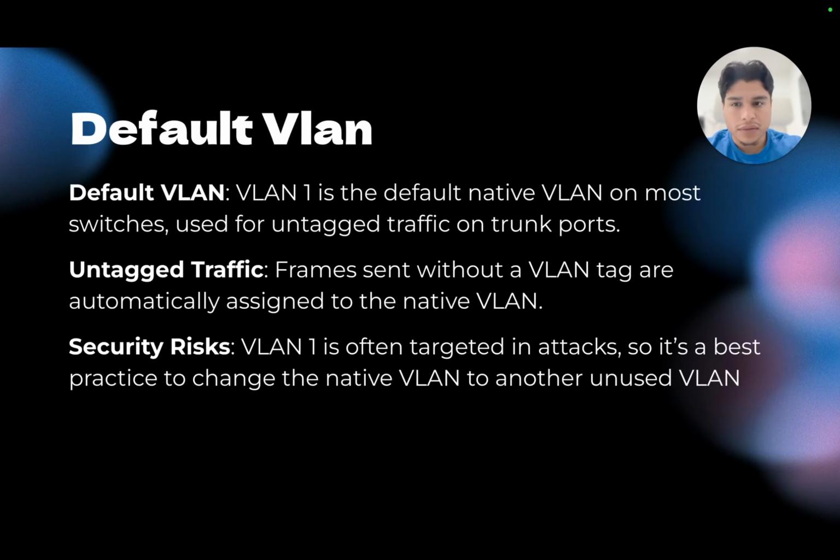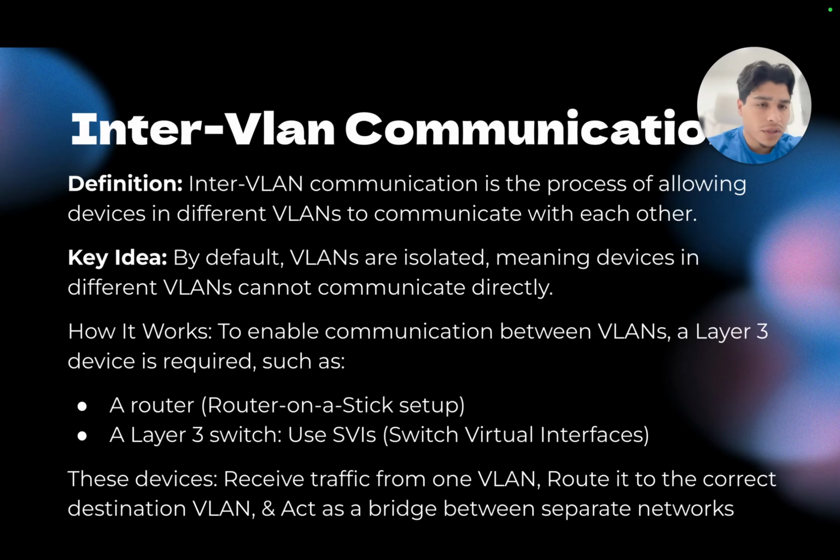So default VLAN. VLAN 1 is the default native VLAN on most switches. It's used for untagged traffic on trunk ports. Frames sent without a VLAN tag are automatically assigned to the native VLAN. Security risk: VLAN 1 is often targeted in attacks, so it's a best practice to change the native VLAN to another unused VLAN.